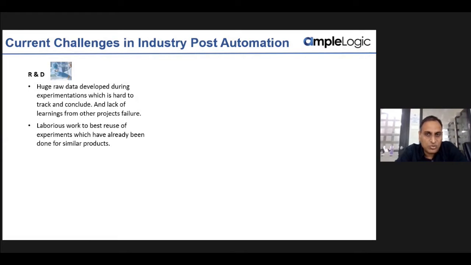If you look at R&D, some of the organizations are using electronic lab notebooks or some LIMS software, but still there is a big challenge. There is a huge amount of raw data developed during the experiments, which is hard to track and conclude. And there is a lack of learnings from project failures, because the systems are used just to put in information and make sure the required job is done, but we are not trying to use the raw data that comes out of the systems. Reusing experiments which are similar in nature is laborious, so that is unable to be done.